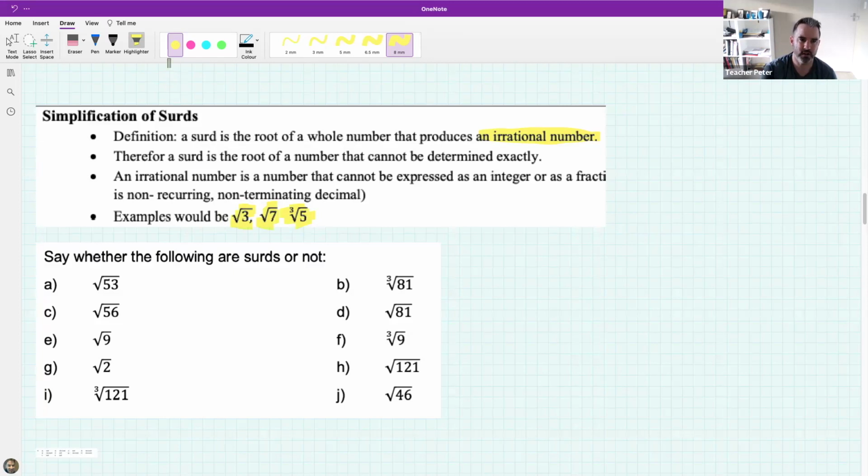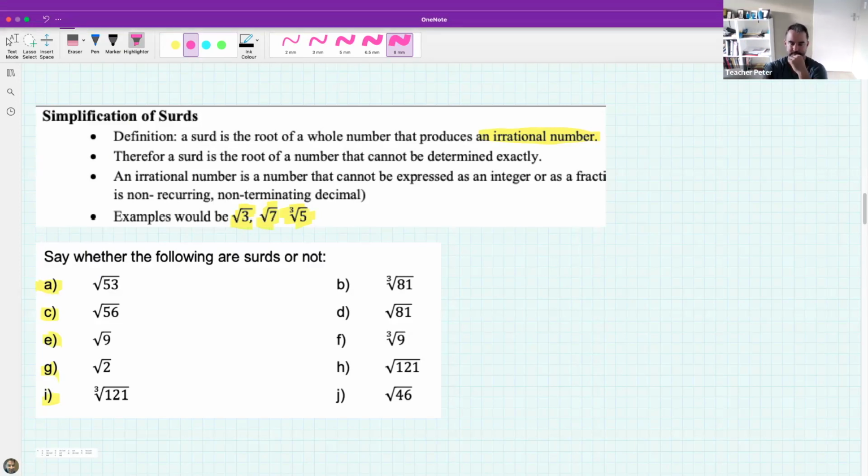So let's just do a quick little check. I want you to say either yes or no for the following: A, C, E, G, and I. So yes, it is a surd, or no, it isn't a surd. And I want you to tell me in the chat what you get. What do you get?